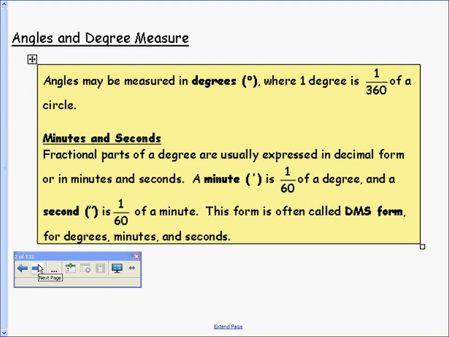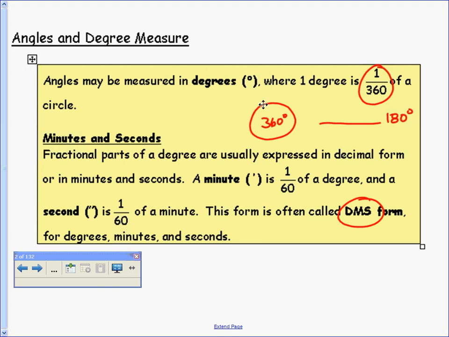So angles and degree measure. First of all, we have degrees, and in each circle we have a total of 360 degrees, whereas a line is 180 degrees, and that's something that we should all be familiar with. And your circle's 360 degrees, so that means that 1 degree is 1 over 360 of an entire circle. Now we can talk about these degrees in minutes and seconds too, and this is called the DMS form. So that's degrees, minutes, and seconds form.